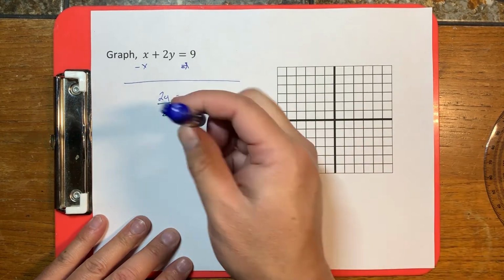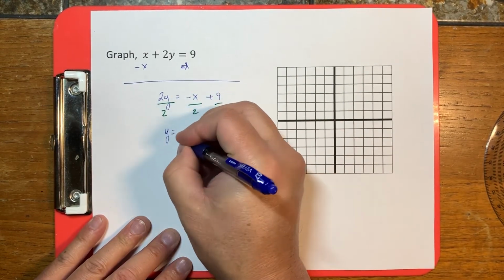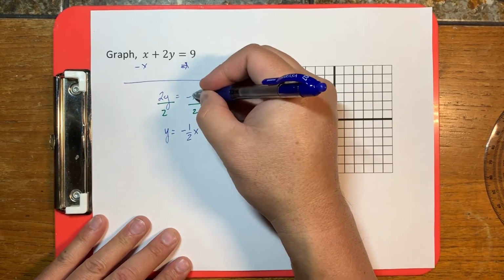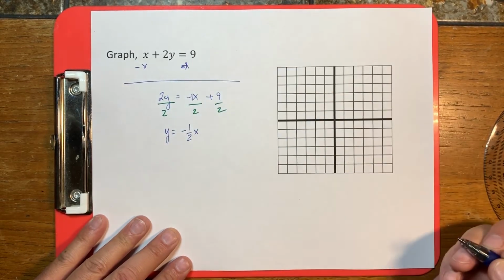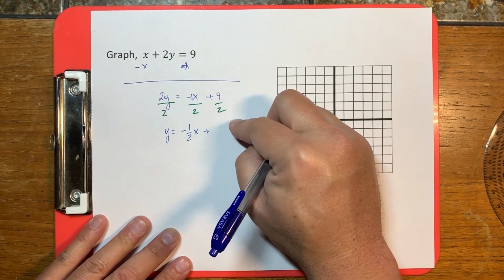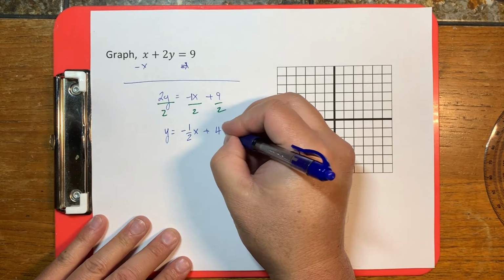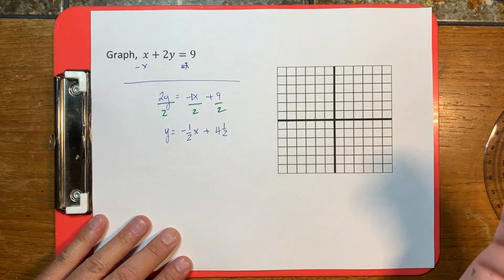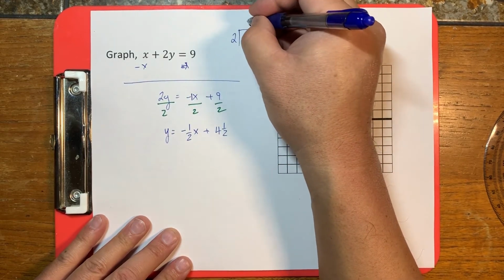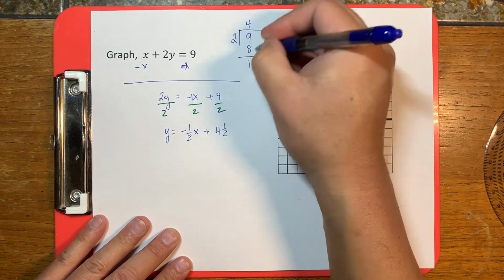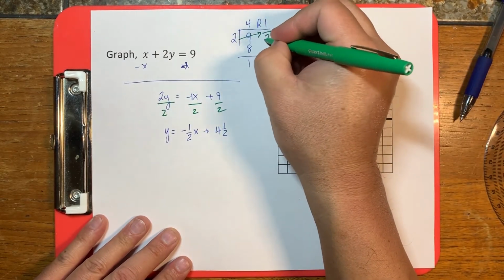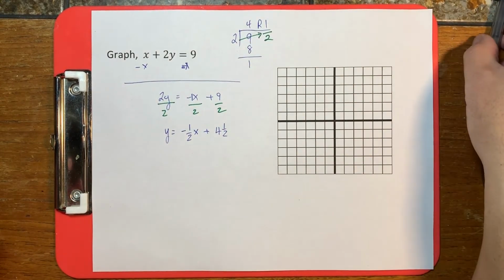So now I get y is equal to negative 1/2 x. Now notice that even though the 1's not written there, it's there. And I'm going to write this in as a mixed number. Now the way I got the 4.5 is I divide 2 into the 9. The 2 goes into the 9 4 times with a remainder 1. And then I bring the 2 over. Okay, and that gives me 4.5.